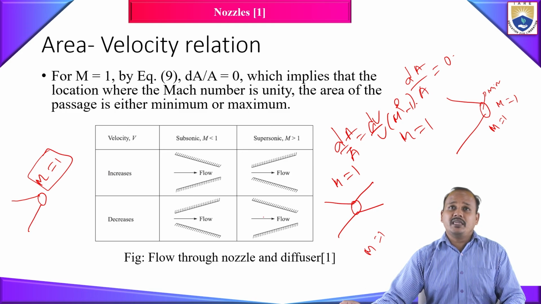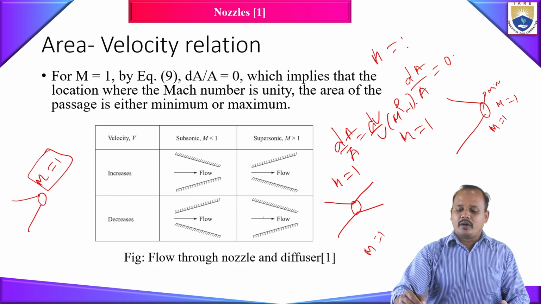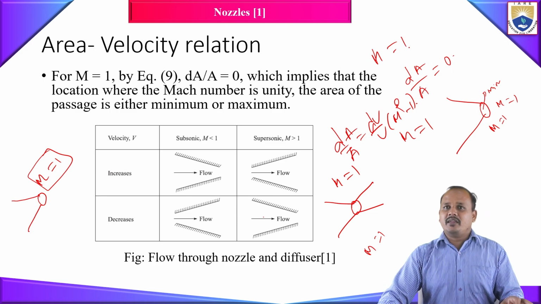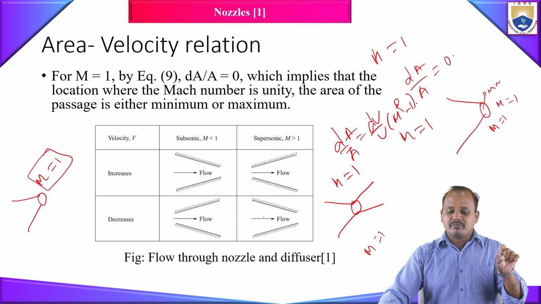And one more thing we have said: the Mach number m equal to 1 will be attained at the minimum area location of a passage. If you take any passage, and a Mach number m equal to 1 is achieved in it, definitely it will be at the location where your area is minimum.